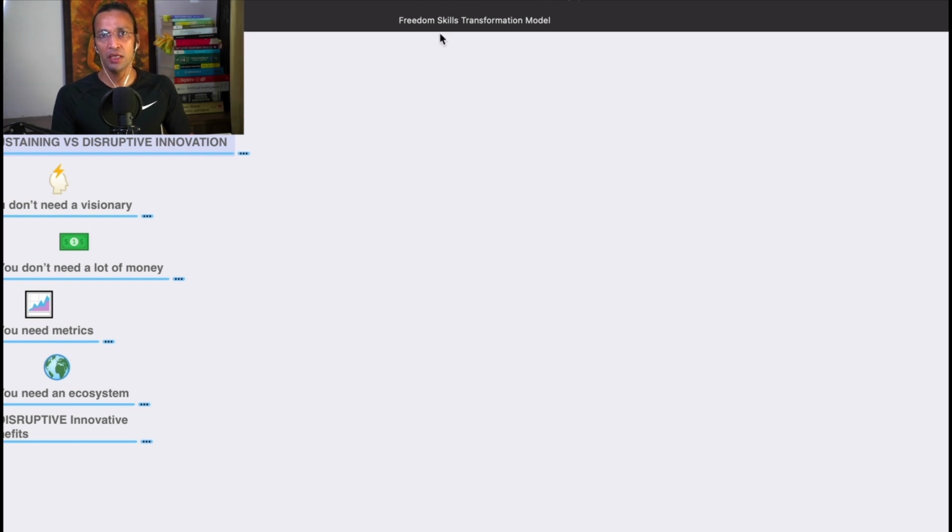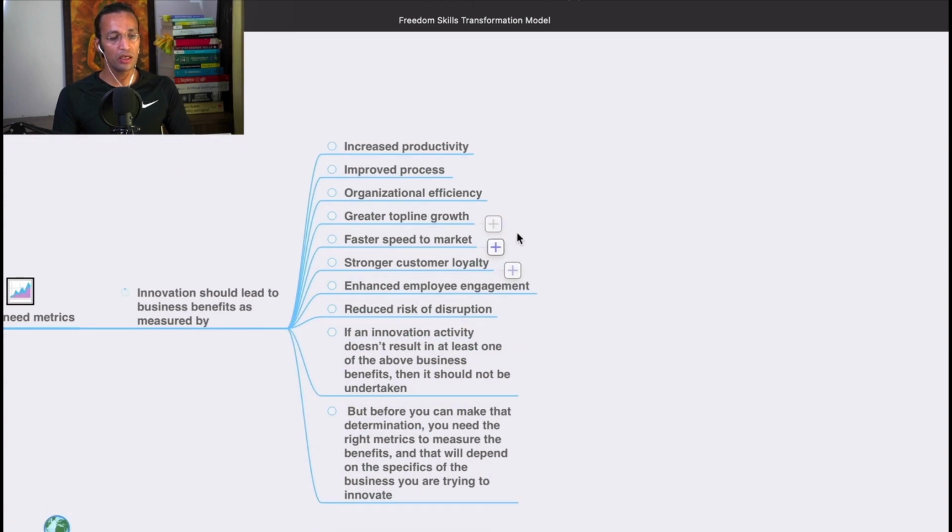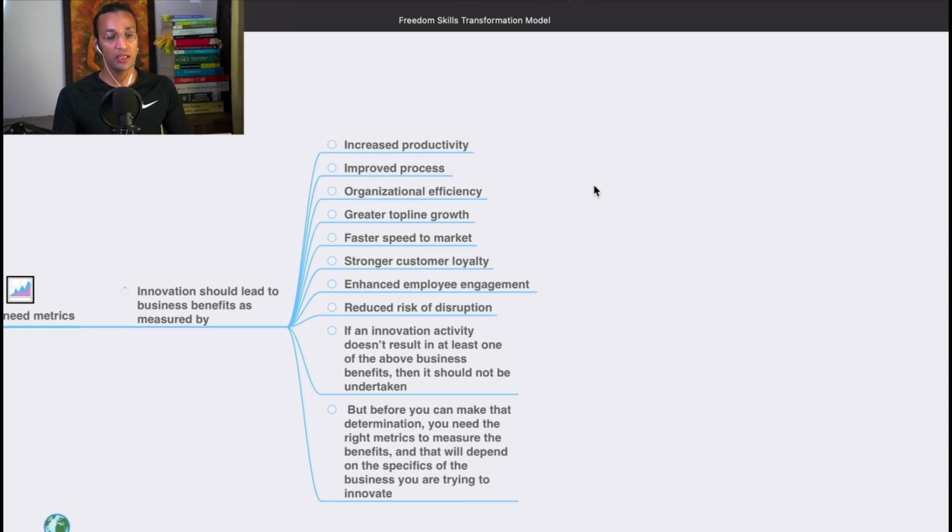So you don't need a lot of money. You can start in an incremental way, start small, and eventually improve and become big. You need metrics for innovation, like how you can measure your innovation. It increases your productivity, improves your process and organizational efficiency, drives top line growth, gives fast speed to market, and builds strong customer loyalty, enhances employee engagement, and reduces risk of disruption.